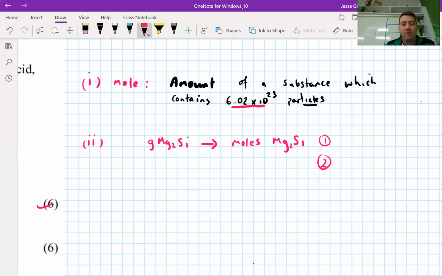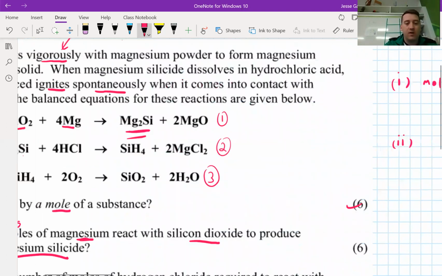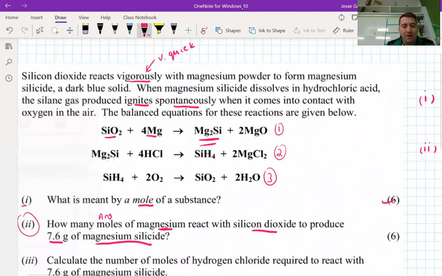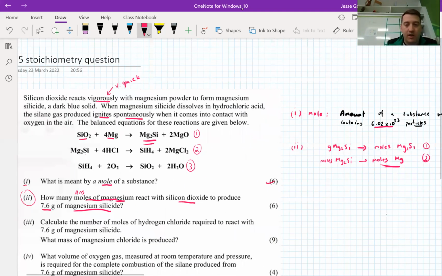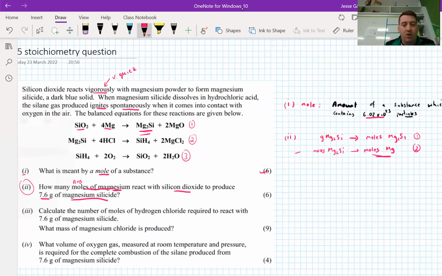Once we have that, then we can go from moles of Mg2Si to moles of Mg, which is what we want our answer to be in. This here is our answer. Okay, so let's double check that that is our answer. Yeah, how many moles of magnesium? All right, so I'm going to leave this up so you can see the numbers. I'm going to zoom out so you can see the conversions over here. Pause the video and have a go at this now if you haven't done it already.